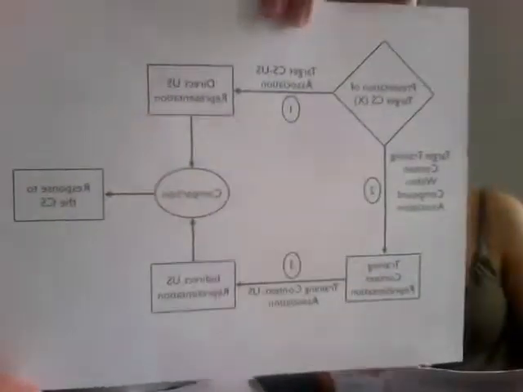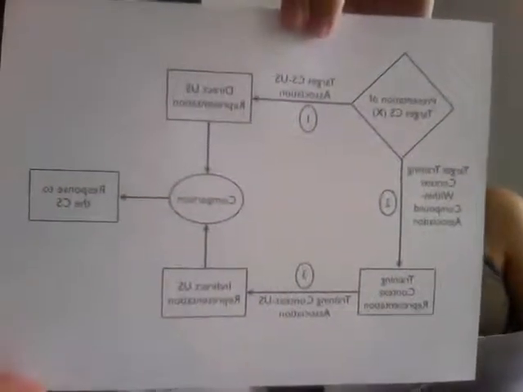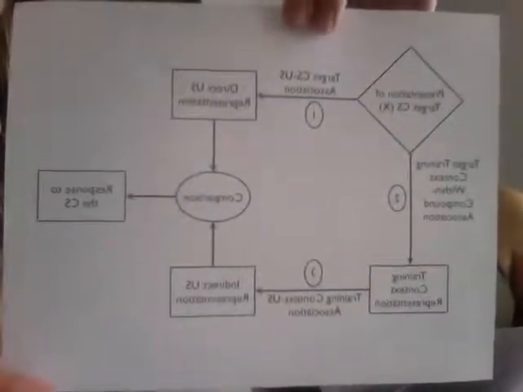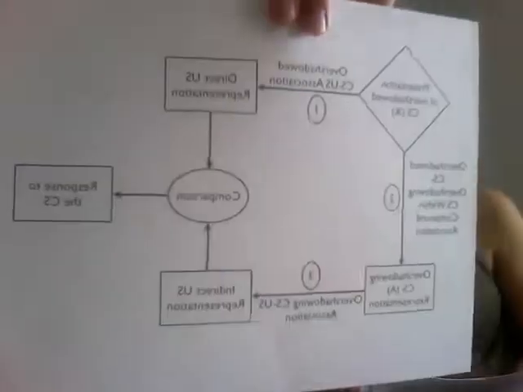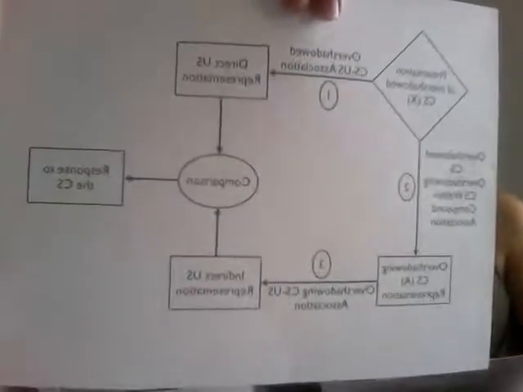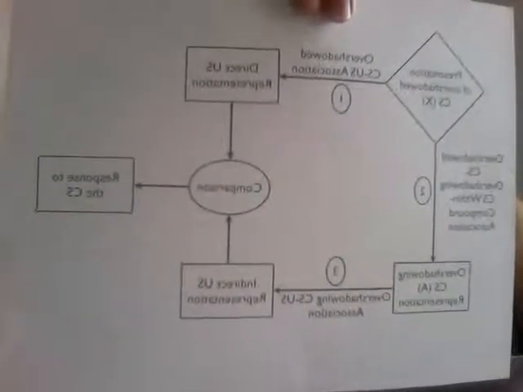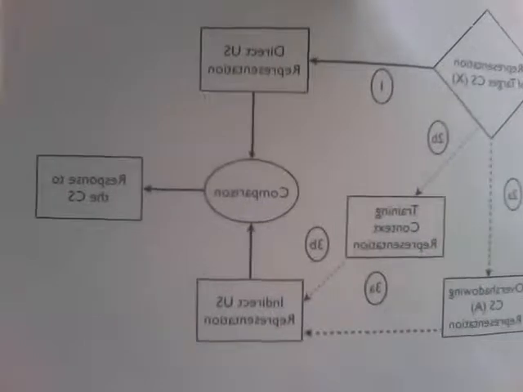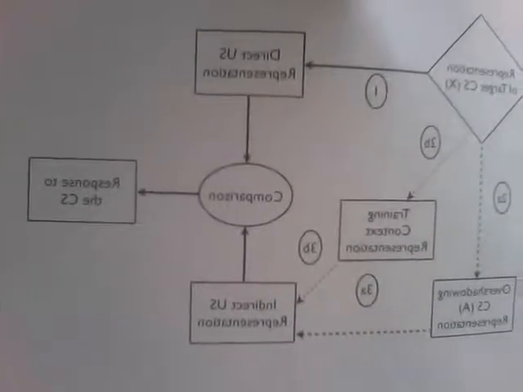This shows the comparator hypothesis as applied to latent inhibition. This shows the comparator hypothesis as applied to the overshadowing process. And this shows the comparator hypothesis applied to both latent inhibition and overshadowing.